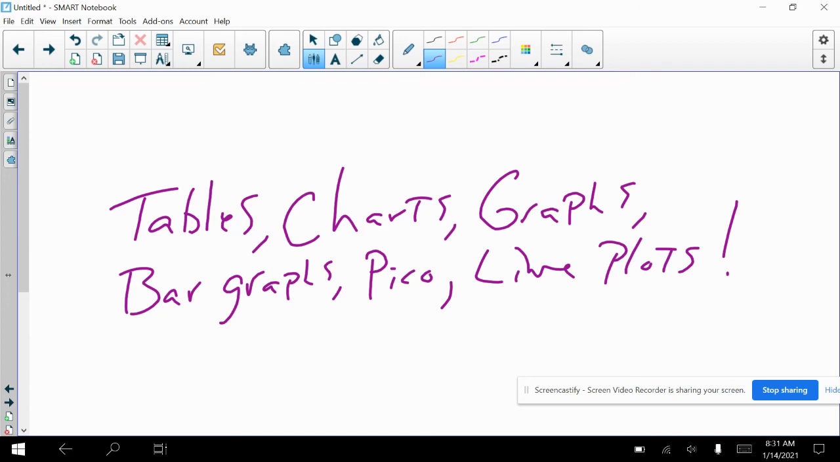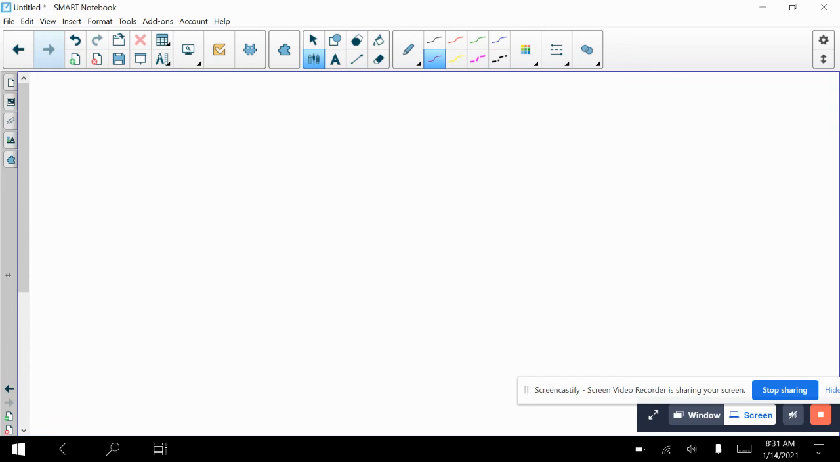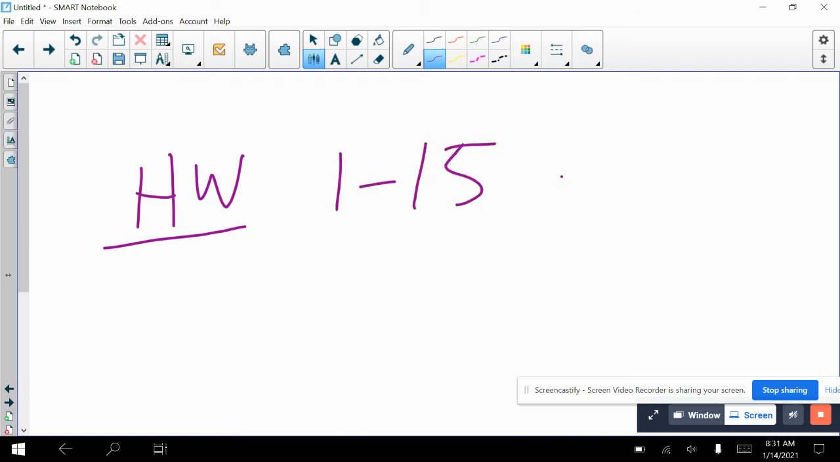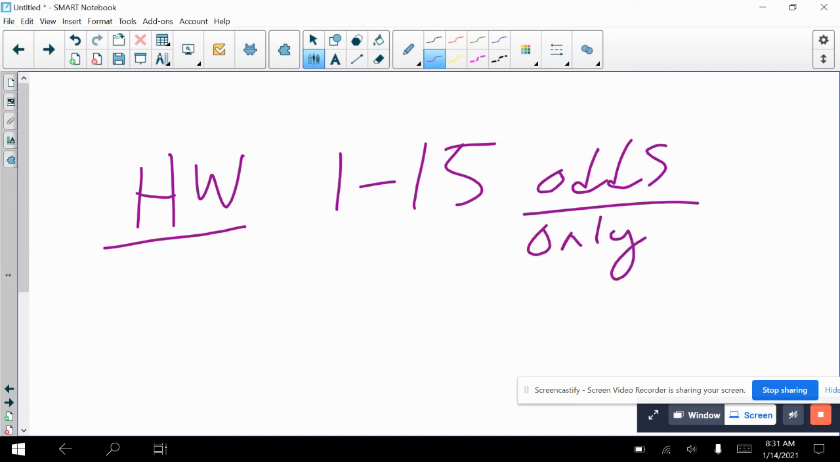All right. Any questions on how to find the mean? Everybody good? It really isn't that difficult of stuff. Okay, so today we got 1 through 15. We're going to do the odds. Obviously, the odds only. Okay, now you got to be careful, though. When it says find the mean with and without the outlier, that's 2 different answers for one problem. You got to have both. Okay? All right. Good luck.